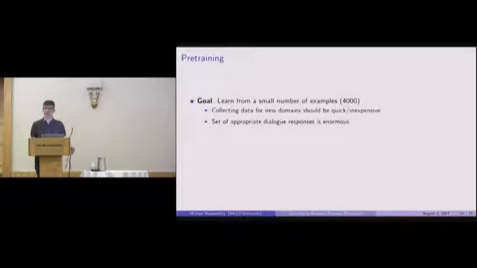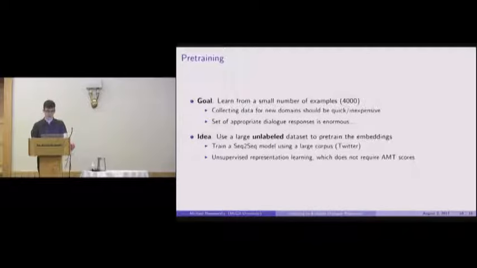So when we're getting the embeddings that we want for the context and the response, we have this very small number of data points from Mechanical Turk. In our case, we have 4,000. We could have run more experiments, but no matter how many experiments we run, we're going to have less data than we need. So instead, we're going to pre-train these embeddings. And this is beneficial because when we move to new domains, collecting new data will be quick and inexpensive.